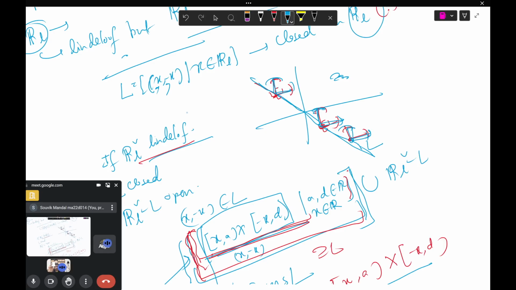I mean each of these open sets, [x, a) cross (minus x, d), intersects the line L at exactly one point. So if we have a countable subcover, we only have countably many open sets, and each of these countably many open sets intersects L at exactly one point. So this tells us that L has a countable number of points, but that is not the case, right? Okay, sir. So this is the argument. You understand?